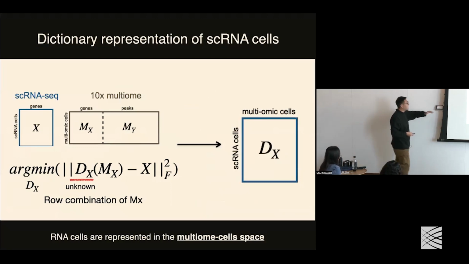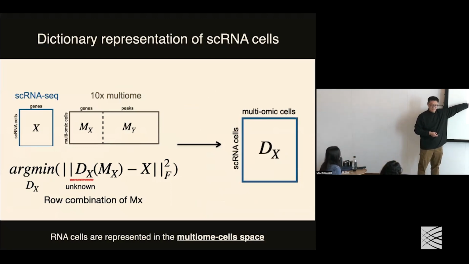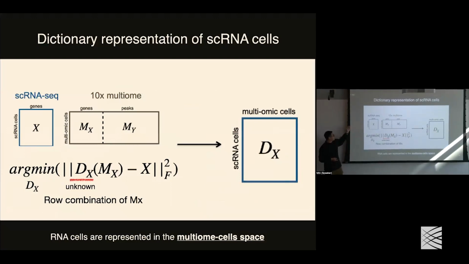So here, this X is just the RNA gene expression matrix. Each row is a cell, column is the genes. And here is a multiome matrix, right? So the goal is that we want to find a matrix D. This is unknown. We can see how we can do this row combination of the multiome matrix. You can see the row here is the multiome cells. How do we do the row combination there? We can reconstruct this matrix.